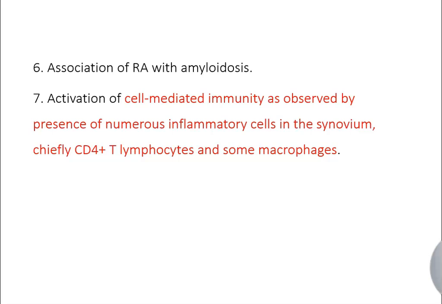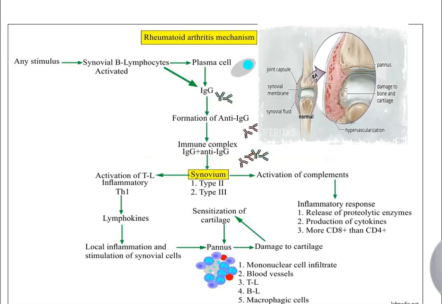Okay, and at the last level, there is activation of cell-mediated immunity as observed by the presence of numerous inflammatory cells in the synovium. Particularly we'll see elevation of CD4 T lymphocytes and some other types of macrophages. All these levels will increase in synovial fluid. So these are all indicators that there is an autoimmunity problem.